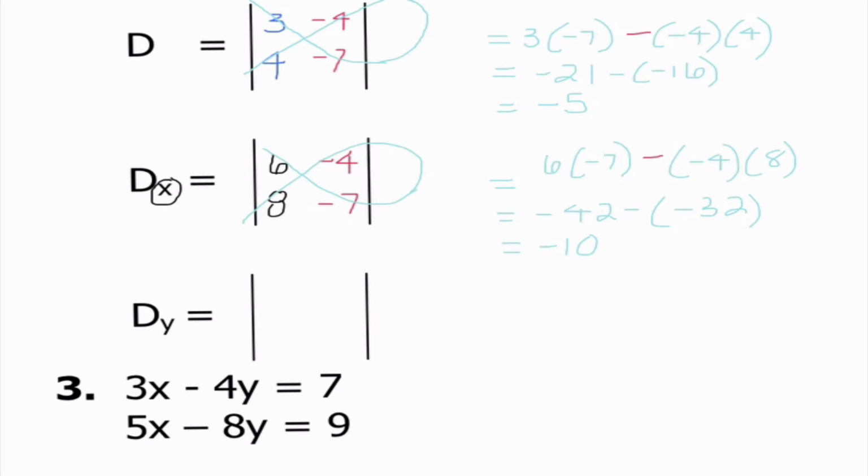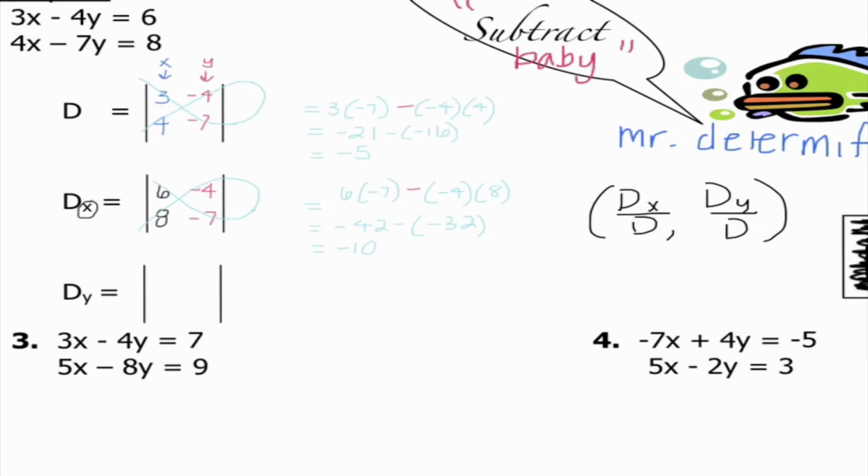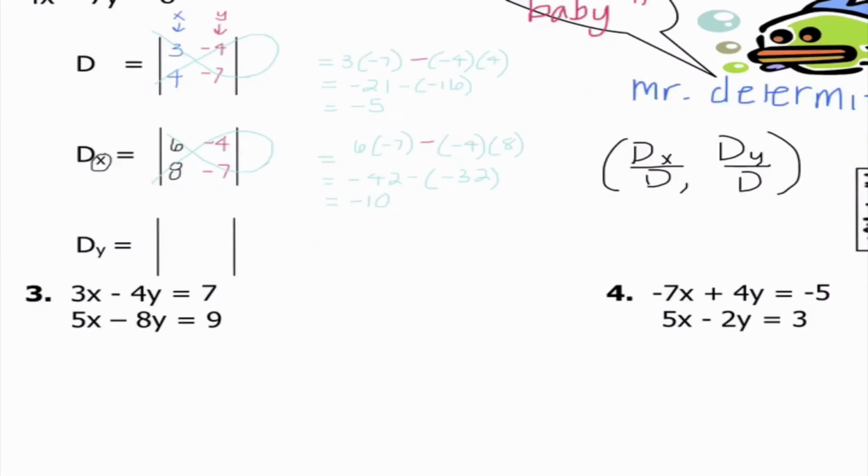Now at this point you might be thinking, okay, this is not difficult, it's a little time consuming and weird, but it doesn't really look like we got answers because we know our answers should be in an ordered pair. So we need to know that the way that we find our solution is by doing d sub x divided by d, and d sub y divided by d. So to find our answer, we're going to take d sub x, which was negative 10, so I'm going to write x equals negative 10, divided by our d value, which was negative 5, which gives us an x value of 2. So I know my x value is 2.